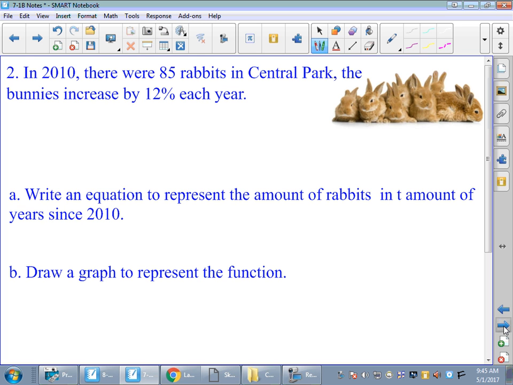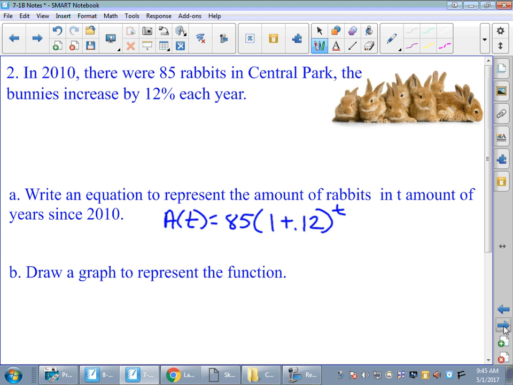All right, and then here's an example of growth. In 2010, there were 85 rabbits in Central Park. The bunnies increased by 12% each year. So if we were to write an equation of the amount of rabbits since 2010, we would say that in T amount of years since 2010, A of T is my new amount. The original amount was 85. They're increasing at a rate of 12%, so 1 plus 0.12, and then T.